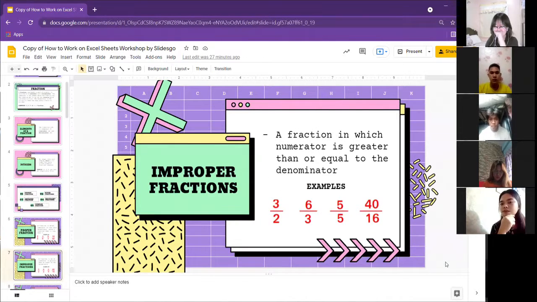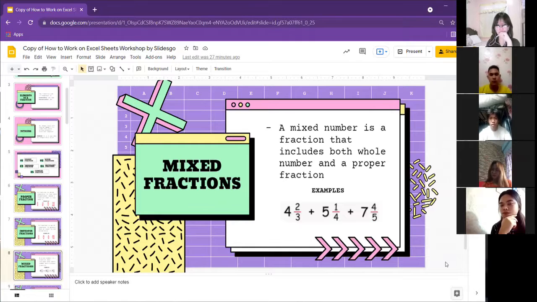Improper fraction. A fraction in which the numerator is greater than or equal to the denominator. Example, 3/2, 6/3, 5/5, 40/16. Sa improper fraction naman, mas malaki ang numerator niya kaysa sa denominator. Pag equal naman ang numerator and denominator, improper fraction pa rin siya.